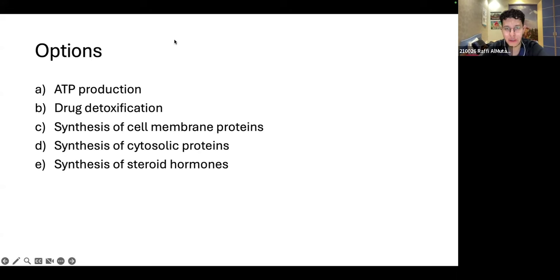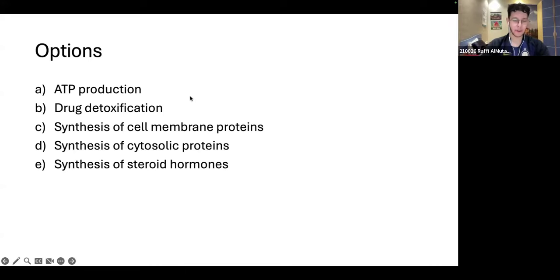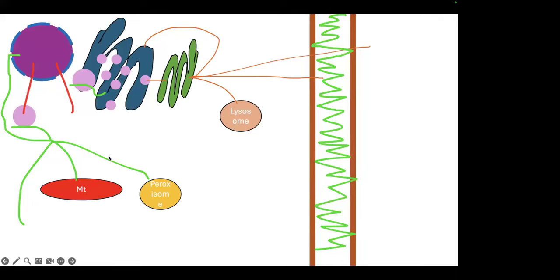Okay, I think you meant cytosolic proteins. Okay, no worries. So cytosolic proteins will either stay in the cytoplasm, or go to the nucleus, or go to the mitochondria, or go to the peroxisome. These four sites.